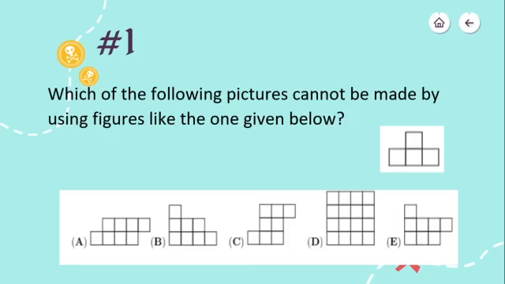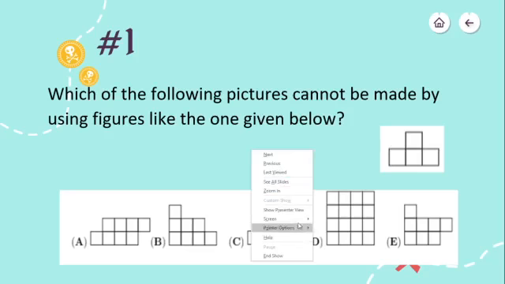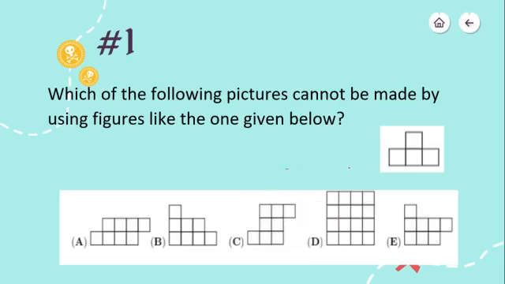Which of the following pictures cannot be made by using figures like the one given below? I repeat the question. Which of the following pictures cannot be made by using figures like the one given below? Okay, they have given this square. Okay, there are 4 squares, 1, 2, 3, and 4.